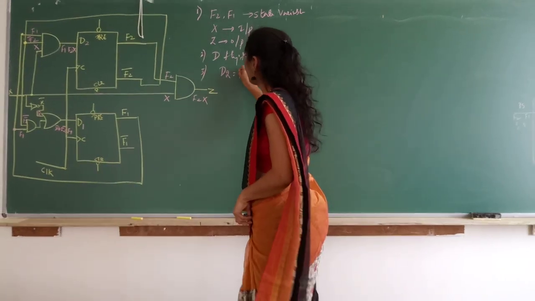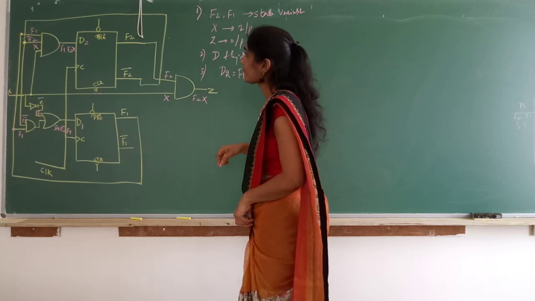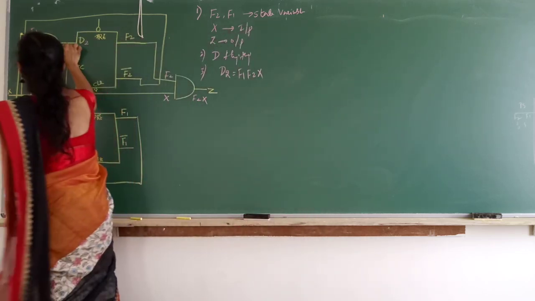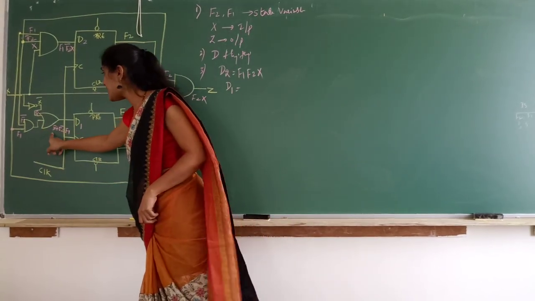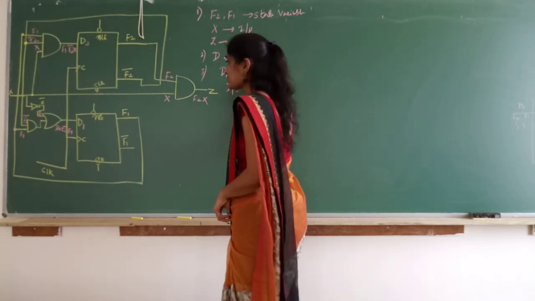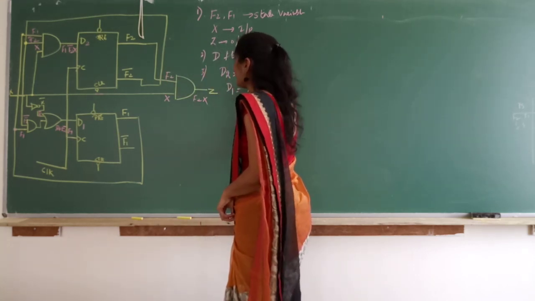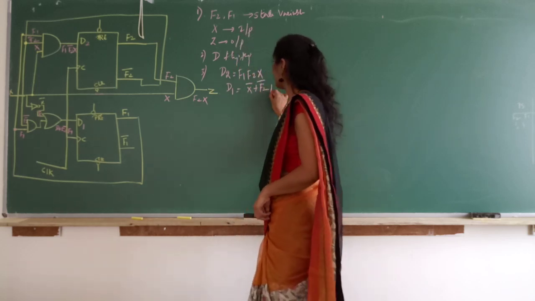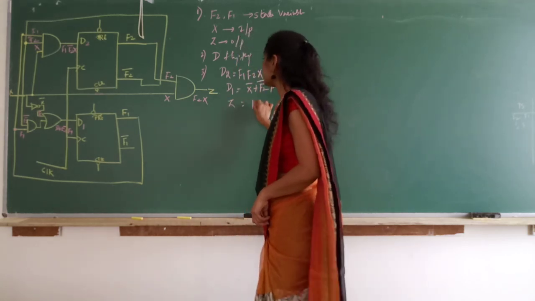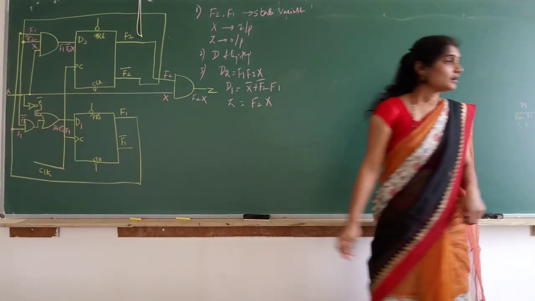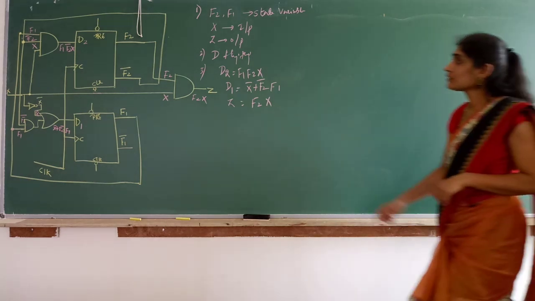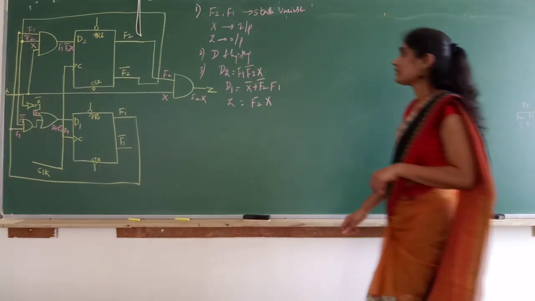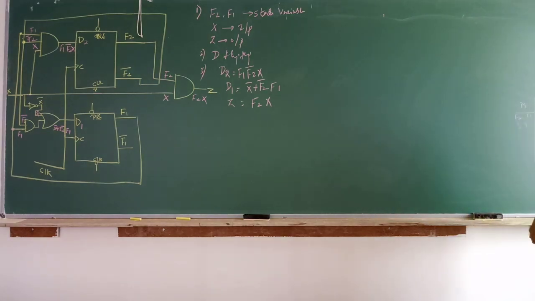So now what is the equation for D2? D2 is F1 F2 bar X, sorry. And what is the equation for D1? D1 is X bar plus F2 bar F1. What is Z? Z is equal to F2 into X. So D2 is X F1 F2 bar. D1 is X bar plus F2 bar F1. And Z is equal to F2X.